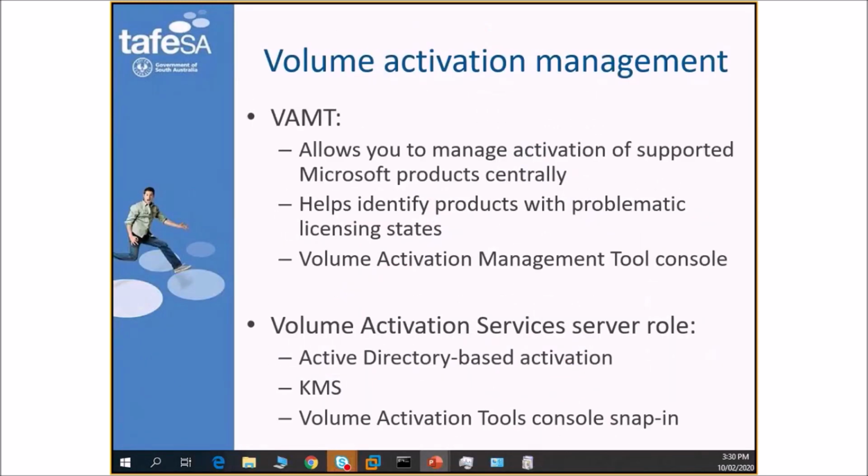So volume activation management, VAMT, allows you to manage activation of supported Microsoft products centrally. So basically, if we've got 250 licenses for Windows 10 and 200 licenses of Office, another 10 licenses of Microsoft Project, we just put all of that in our activation management service. As computers come online with these products, they're activating, they're using up the licenses, and we can have a quick report on how many we've got remaining, how many used, and so forth. It allows us to make sure that we are licensed and we are abiding by the license agreement.